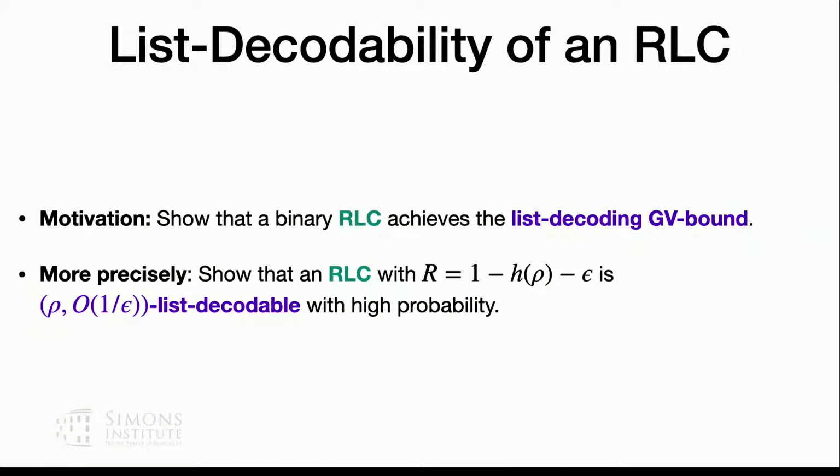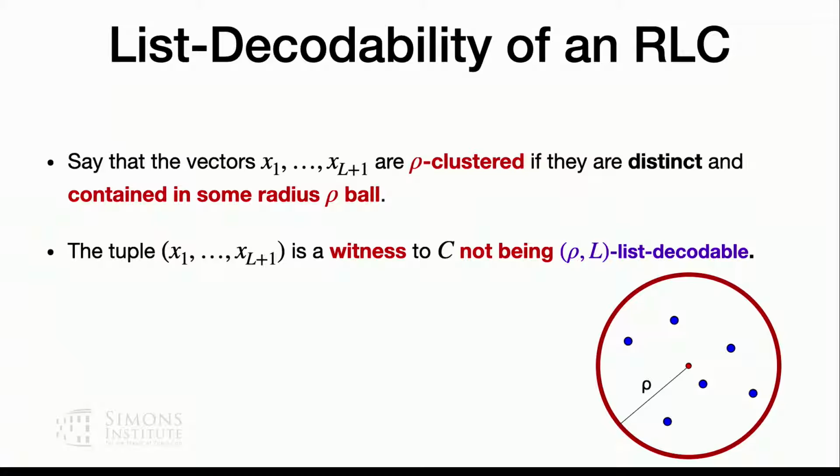So, more precisely, this is what the list decoding GV bound says, but again, we want to show that it's list decodable with some good parameters. So how do you go about doing that? Here's one way to do it. Here's one notion that we need. This is the notion of witnesses.